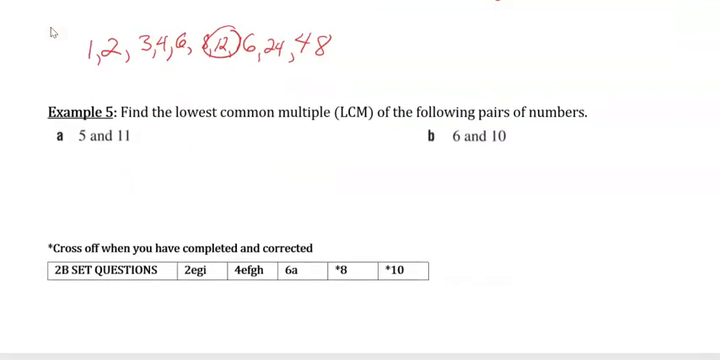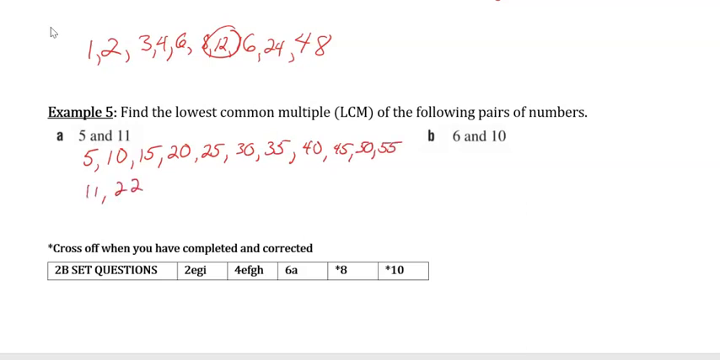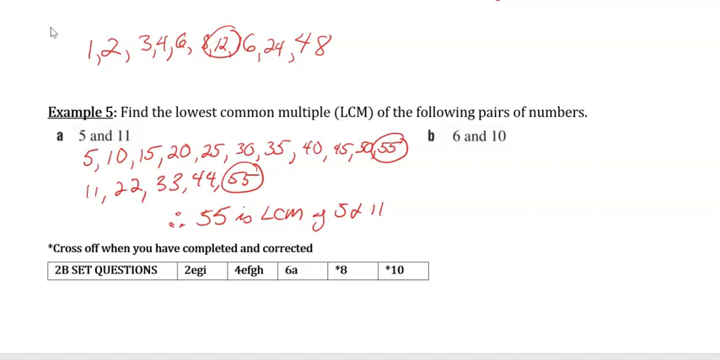Now I want to find the lowest common multiple of the following pairs, and I'm going to work them out. So first multiple of 5 is 5. Somebody say stop? You're right, because as you can see, 11, 22, they're all doubles. And so once I reach the one that was a double, this is the first multiple that's in common. So therefore, 55 is the lowest common multiple of 5 and 11.